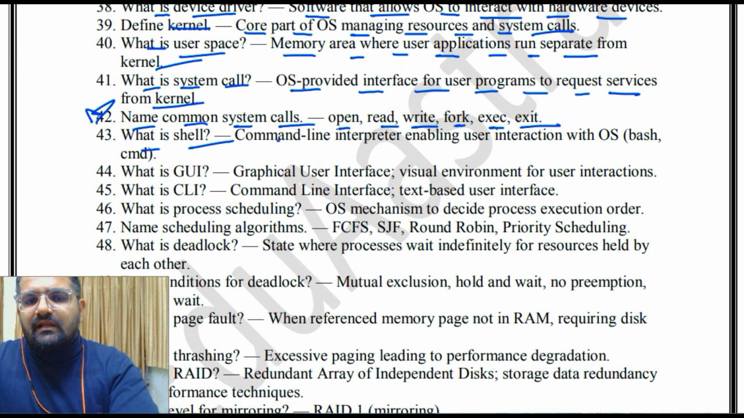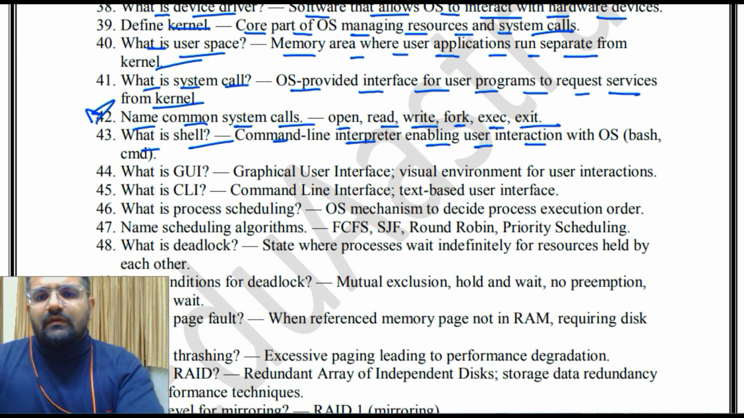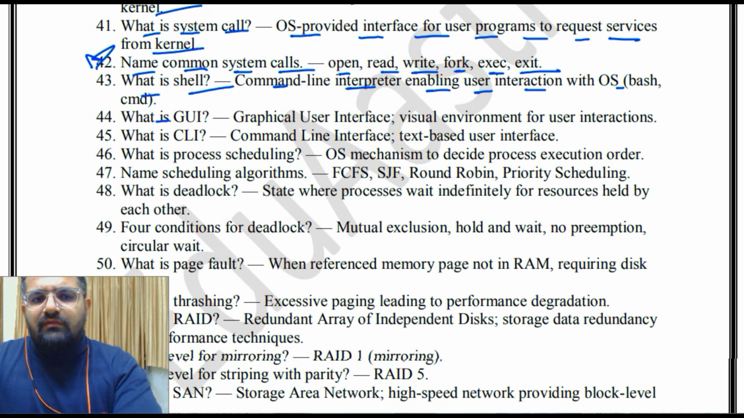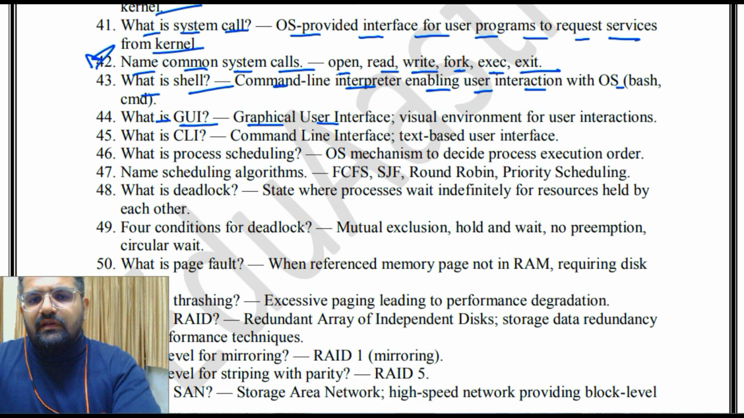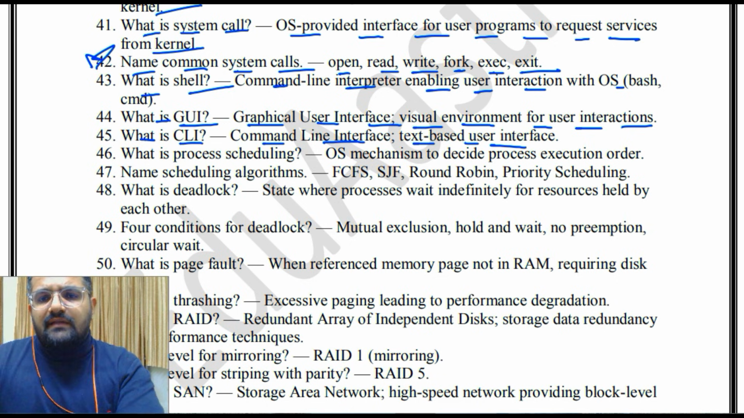What is shell? Command line interpreter enabling user interaction with OS, operating system, bash, CMD. What is GUI? That is graphical user interface, visual environment for user interactions. Then what is CLI? Command line interface. Text-based user interface. What is process scheduling?